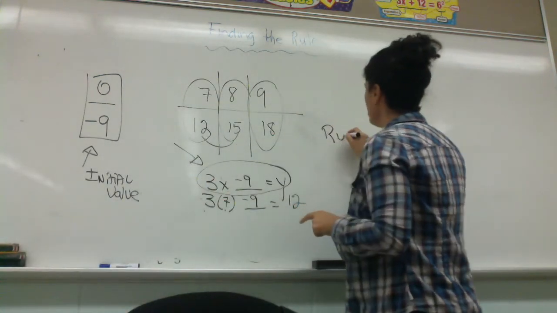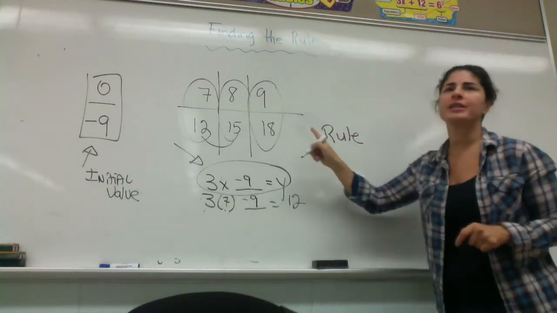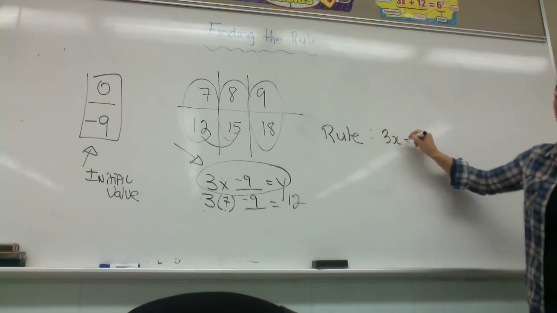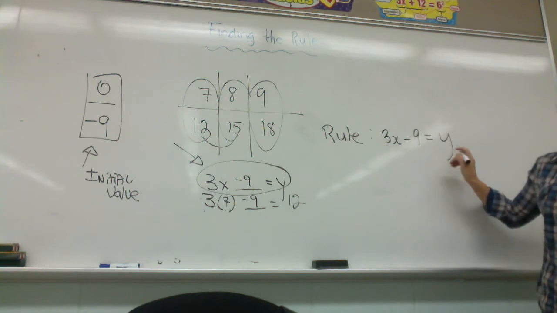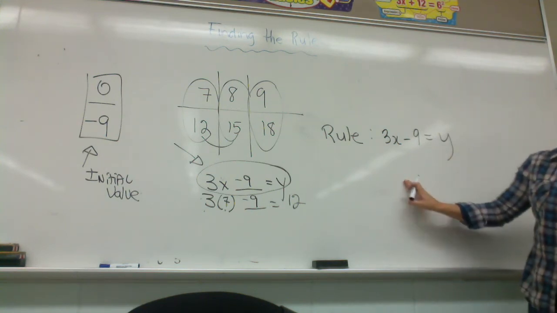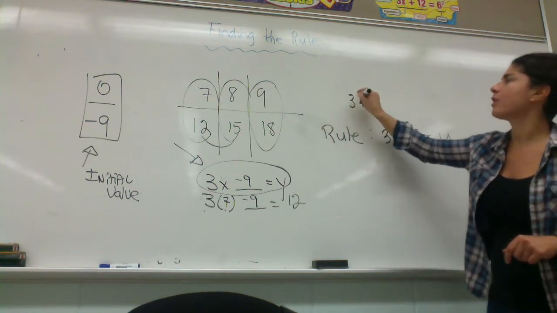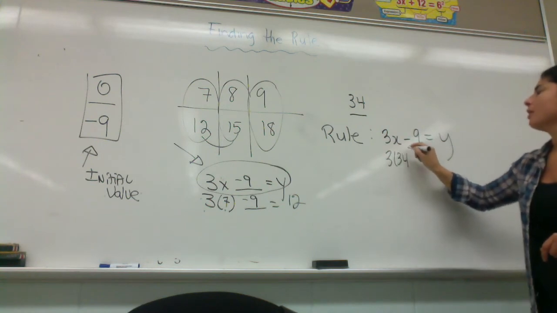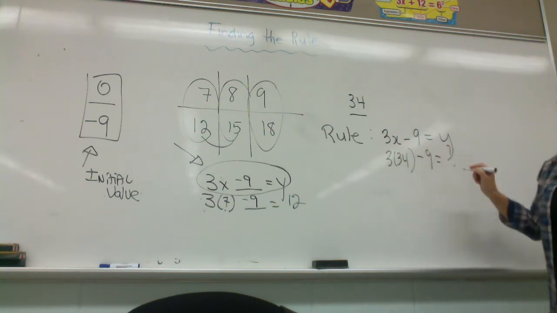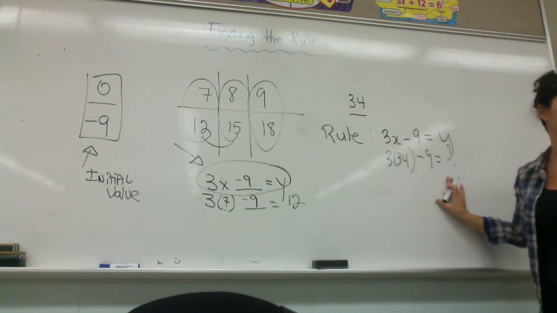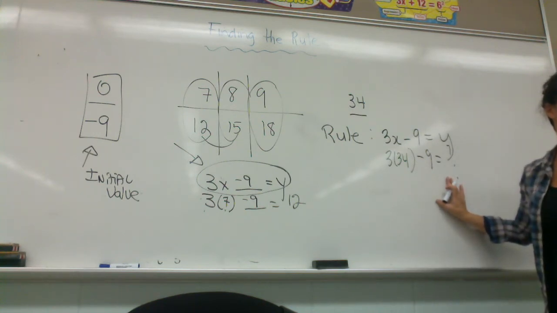So what is the rule? What is the rule for this table of values? The rule, miss, is 3x minus 9 equals y. That's the rule. Now I can ask you a lot of questions with this rule. Hey, what if the x is 34? You'd say, well, then the y will be 3 times 34 minus 9 equals y. So I can get all kinds of answers using this general rule. There's one thing that makes this harder.